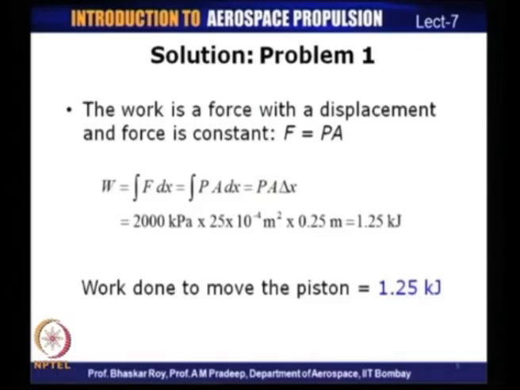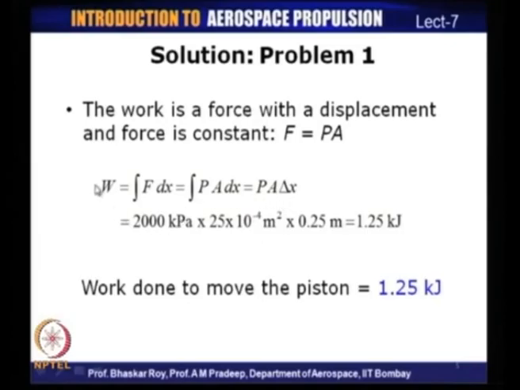Now, to calculate the work done during this process, as we have seen, the basic definition of work is that work is force with a displacement. In this case, F is equal to P times A, pressure times the area, and so work is the integral of F times dx, that is force times the displacement. Since force is equal to pressure times area, we have work equal to pressure into area into the distance traveled during this process.